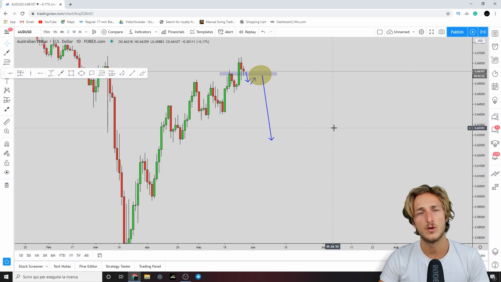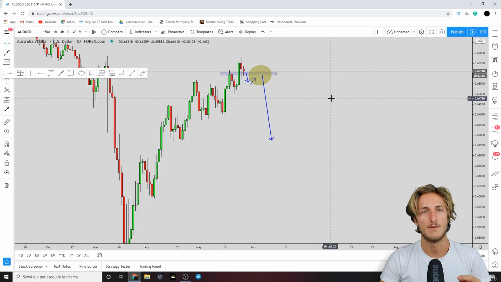But I wanted to share this full analysis on AUD USD because I'm sure that you took value from it and you know what we will be looking for, and it might align with what you have from your strategy perspective.